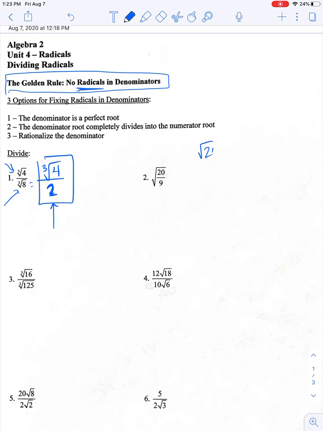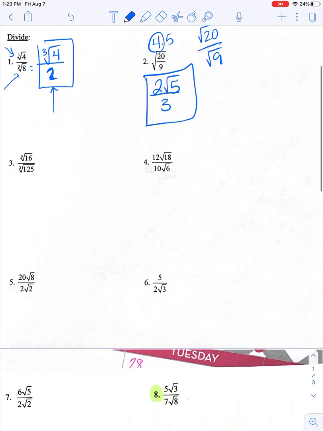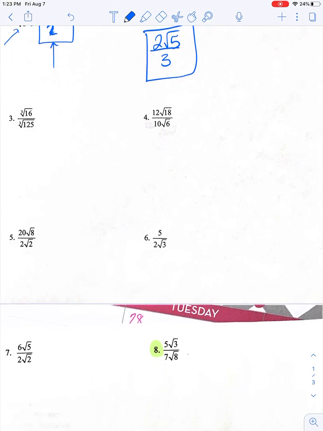So we go to number 2. Now number 2 has one big root. It's the same thing as two separate roots, so you can think about it either way. Again, remember the golden rule, no roots in the denominator. So always go to the denominator first. The square root of 9 is 3, so that takes care of that for me. 20 has a square in it. It's 4 times 5, so this would be 2 root 5. So it's cleaned up, it's reduced, and there's no root in the denominator.